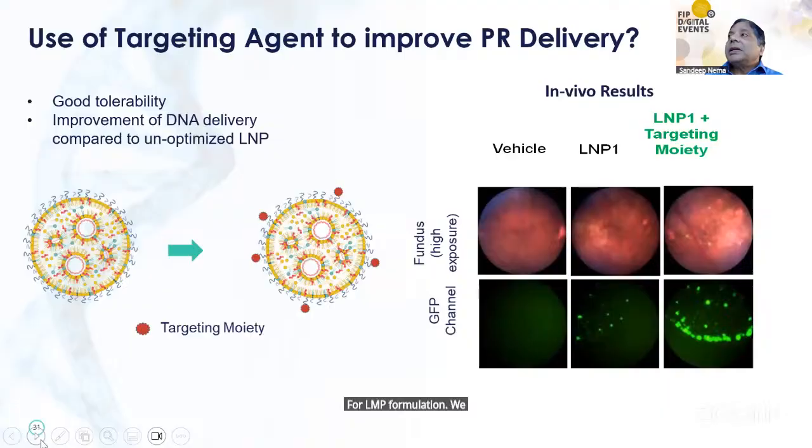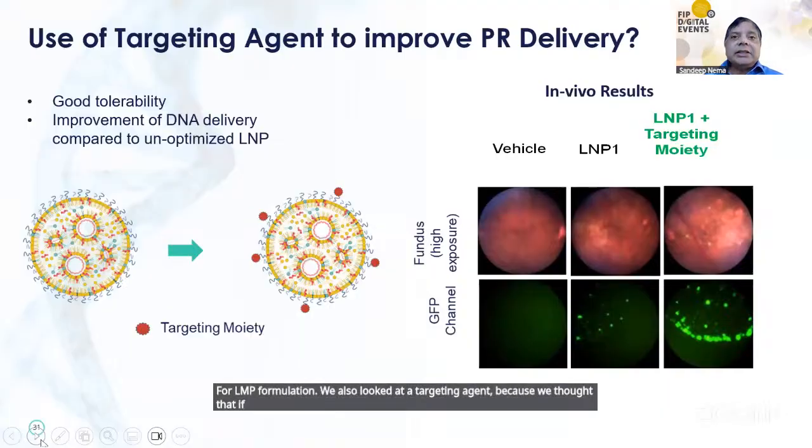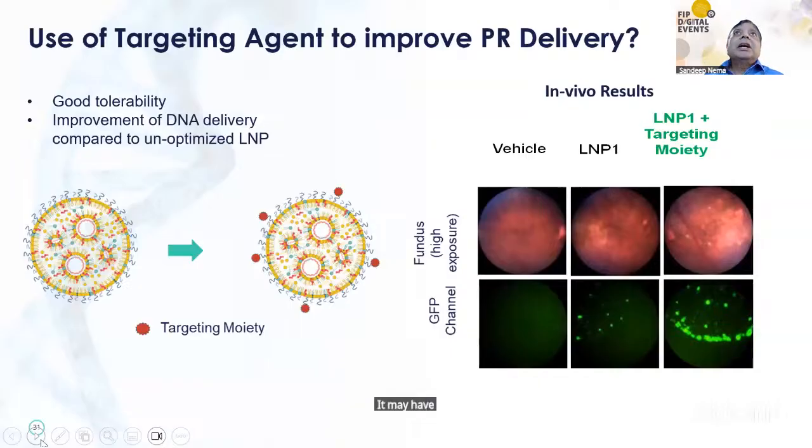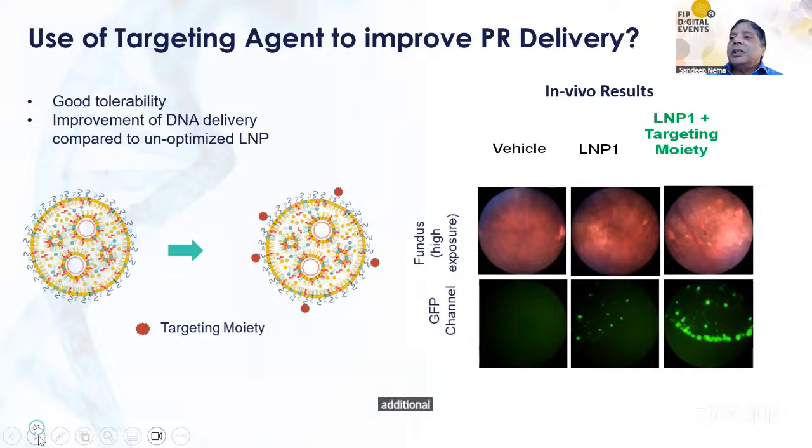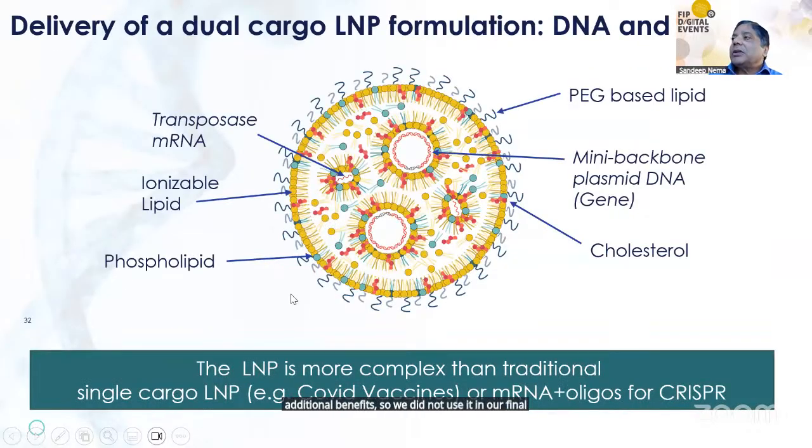We also looked at a targeting agent, because we thought that if I can attach a targeting agent like vitamin A, it may have a better way of going into the photoreceptor. So we looked at that study, but it did not provide any additional benefit. So we did not use it in our final formulation nomination.